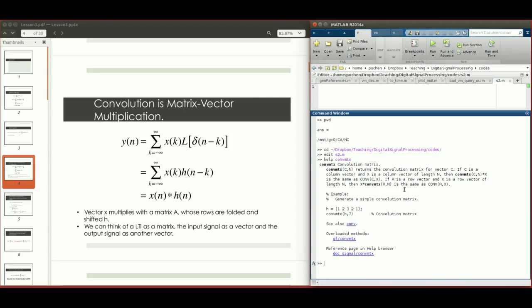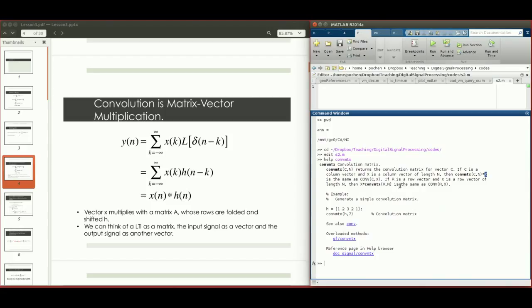So conv mtx(c, n) times x equals conv(c, x), right? Suppose x is your input signal, and this column vector c is actually your impulse response. Then conv(c, x) actually means the convolution between your impulse response and the input signal. And Matlab is basically telling you that if you use the output of conv mtx(c, n) to multiply with the input signal x, you're going to get the same result, right?